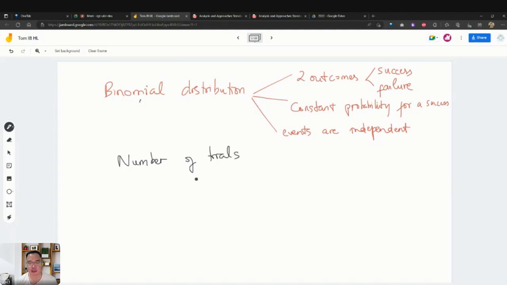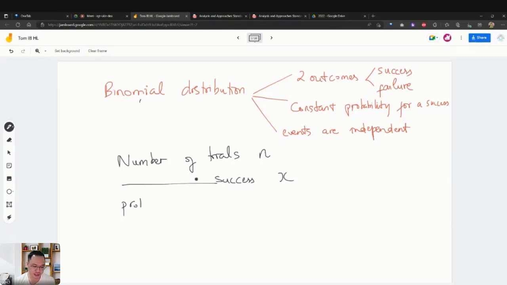How many times she goes to work in that week or that month. Secondly, the number of successes, how many times she is late, that is x. And the last thing is the probability of her success. But this is not success, this is failure. Normally we say success about the binomial distribution, like winning a lottery.